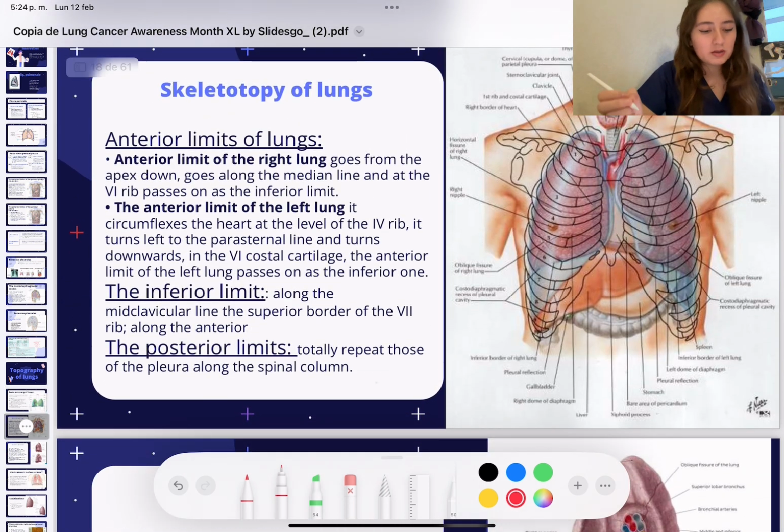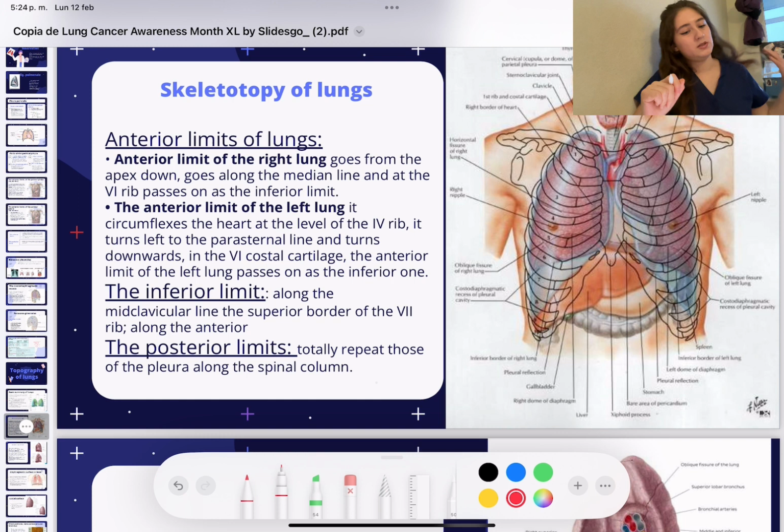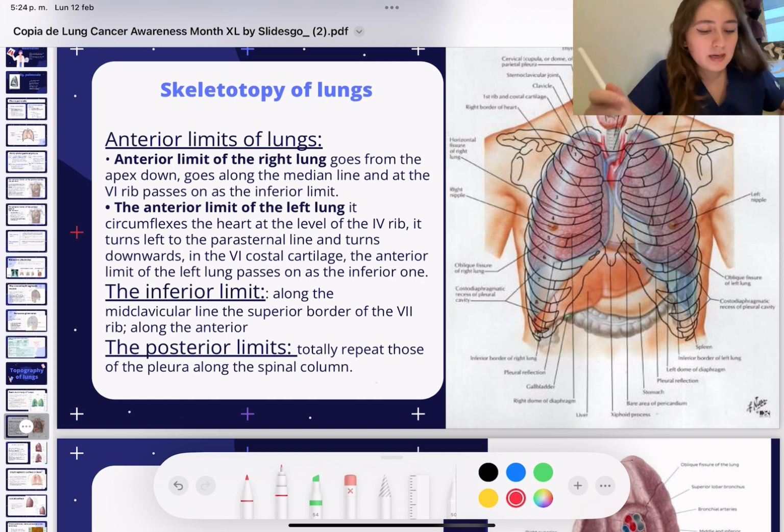Skeletopy of the lungs. It has anterior, inferior, and posterior limits. For the anterior limit, there are some differences between the right and the left lung. The anterior limit of the right lung goes from the apex down along the median line and at the 6th rib passes on as the inferior limit.